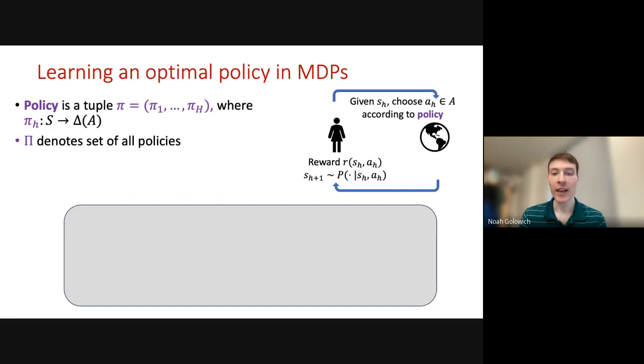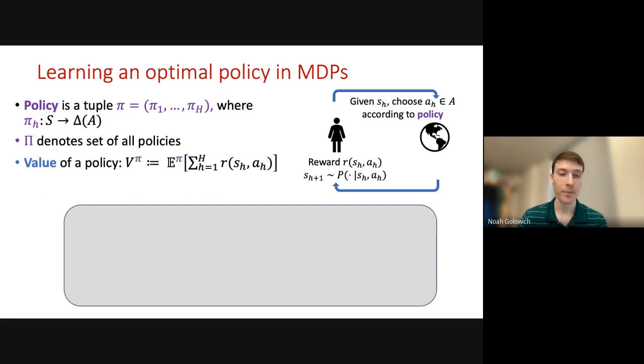Now, as I said, an agent chooses actions according to a policy. Formally speaking, a policy is a tuple pi consisting of mappings pi_1 through pi_H, where each pi_h is a mapping from states to distributions over actions. And we let capital Pi denote the set of all policies. The value of a policy, or V^pi, is simply the expected value over a trajectory drawn from the policy pi of the sum of rewards from step 1 to step capital H. So that's shown here. And finally, the optimal policy pi star is a value maximizing policy where the maximization is over all policies.